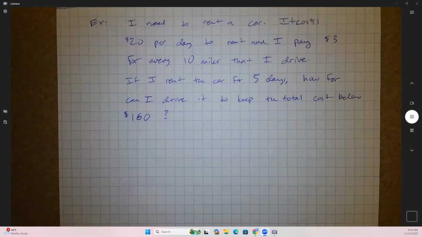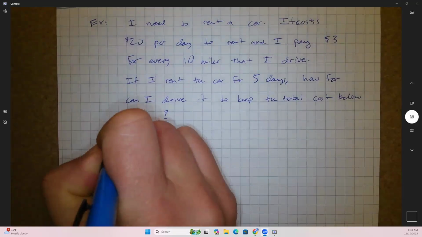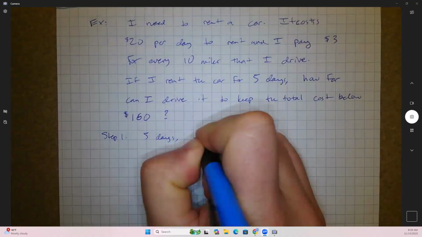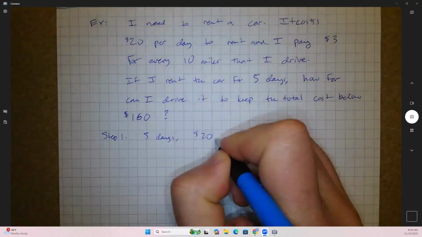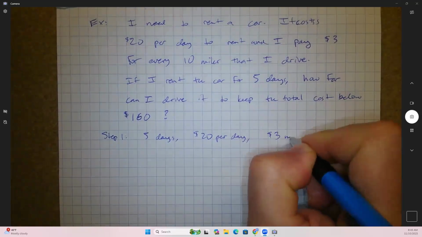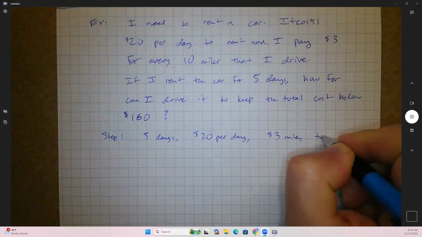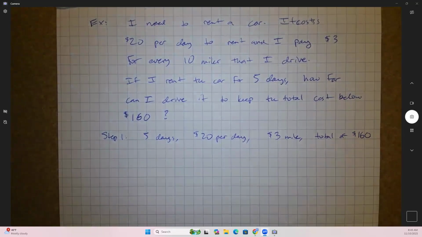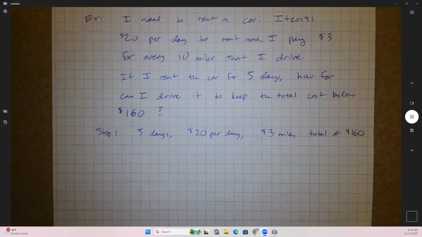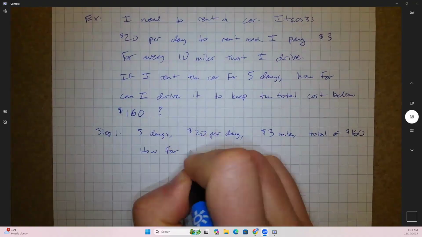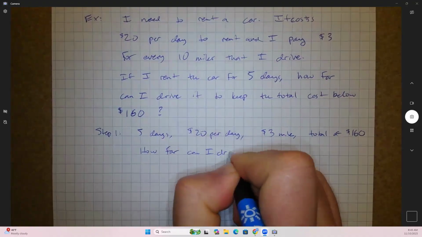So step one, let me just note some numbers. We got 5 days, $20 per day, $3 per mile, total of $160. And my unknown quantity is how far can I drive?